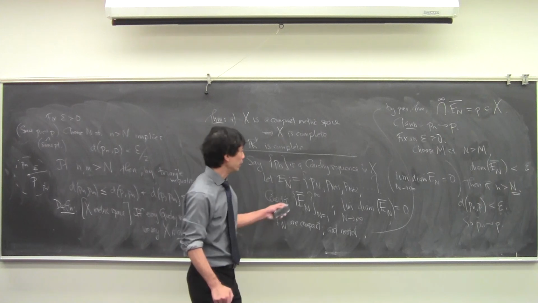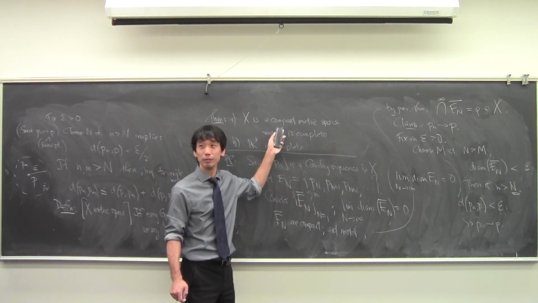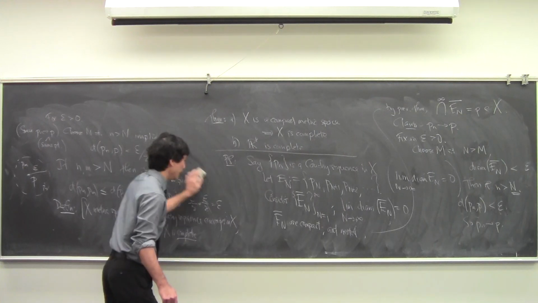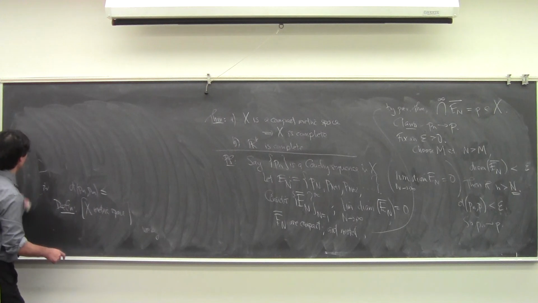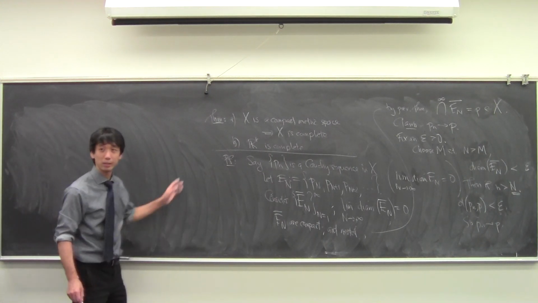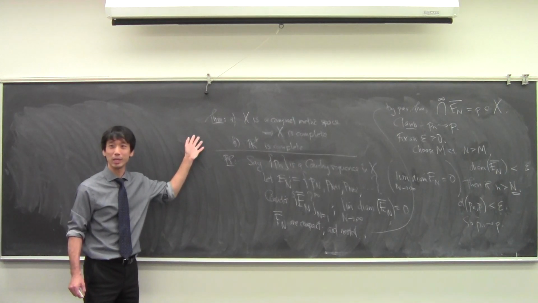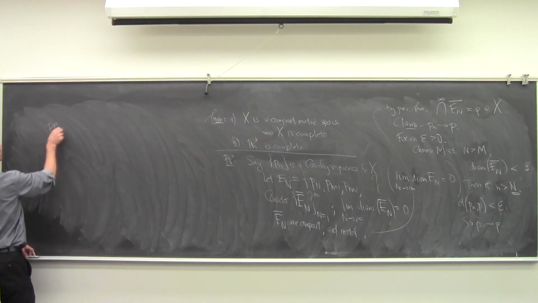So any Cauchy sequence in a compact metric space converges, and that gives us that R^k is complete. Do people want me to write down the proof that R^k is complete, or was it sketched out clearly enough before? I'll just write it down. Give me a second. So, proof of B.